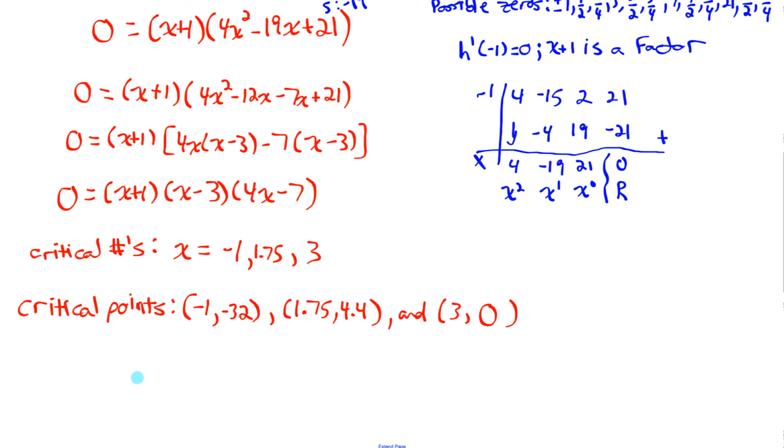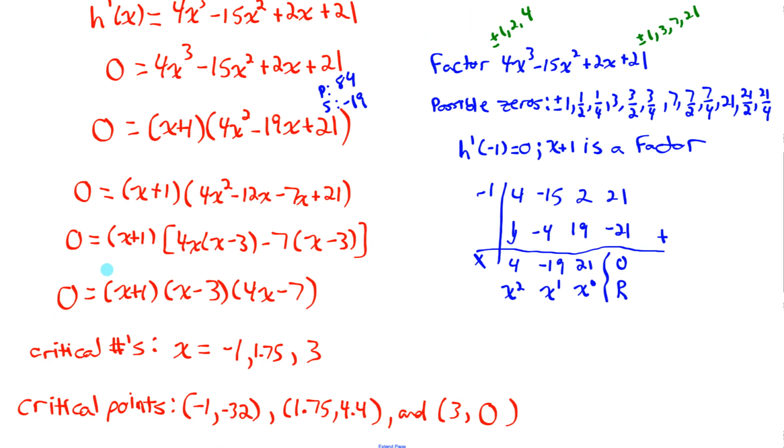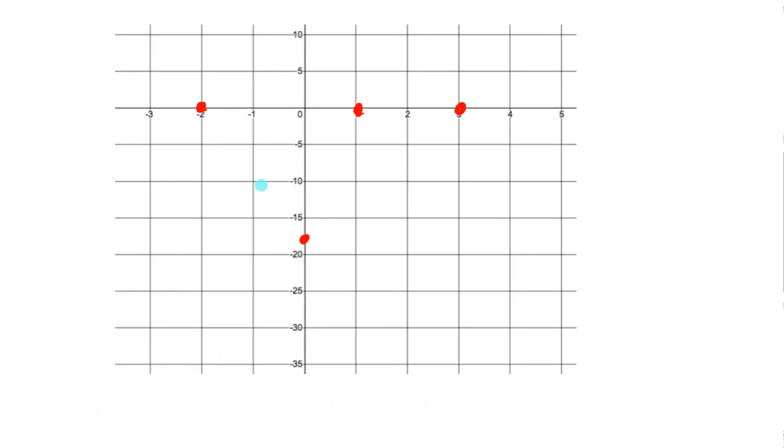When we do our sign chart later, we'll be able to classify them as local max, min, or neither to help us do the graph very accurately. But for now, let's actually start plotting what we have on the grid. So we know the y-intercept is at -18, that's about here. We know the x-intercepts are at -2, 1, and 3. And we have 3 critical points. The critical points are at -1, -32.